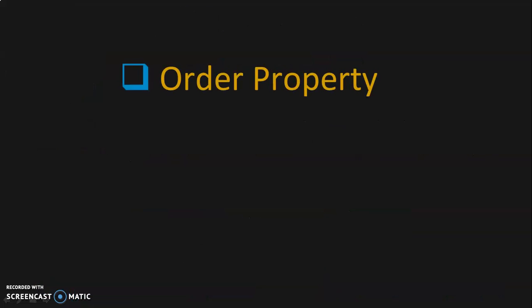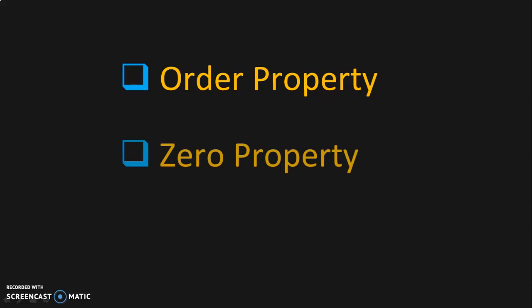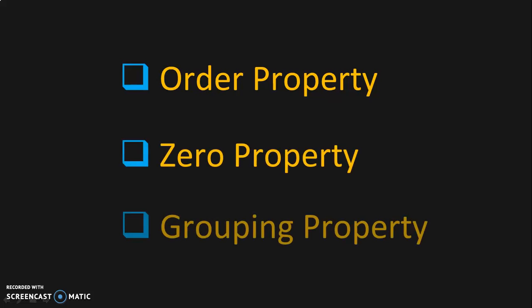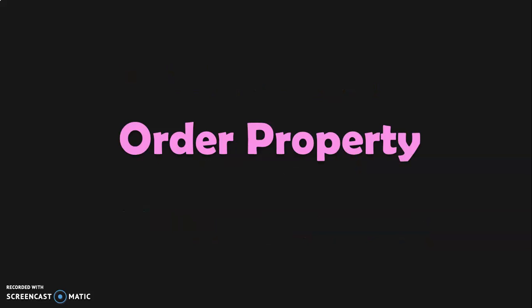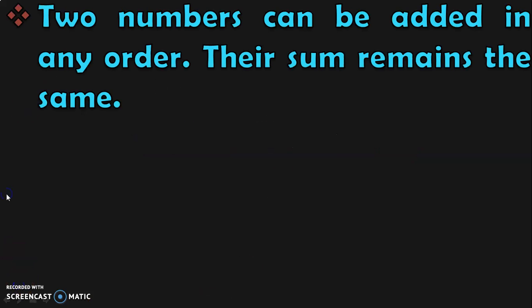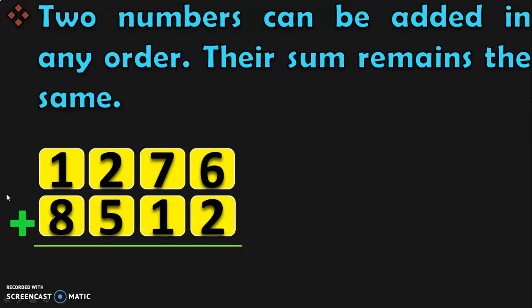In the properties of addition, we will be seeing the order property, zero property, and grouping property. Let us first take a look at the order property. What do you mean by order property? Two numbers can be added in any order. Their sum will remain the same. Let us understand this property with the help of an example.